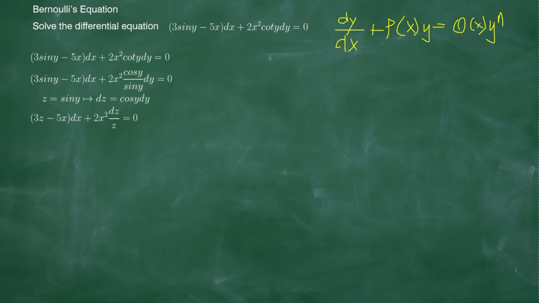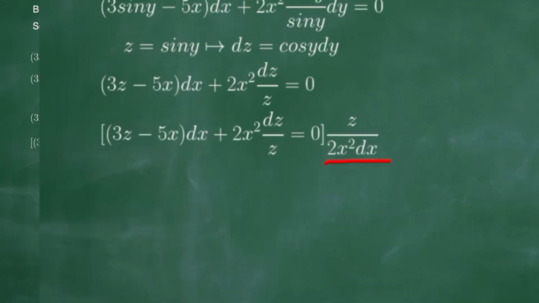So we will multiply this equation by z over 2x² dx, so that we can cancel out this z here. Then 2x² will cancel out this one, and we now have for the last term dz over dx, similar to the standard form. Let's multiply: 3z times z is 3z² divided by 2x², and dx will cancel out.